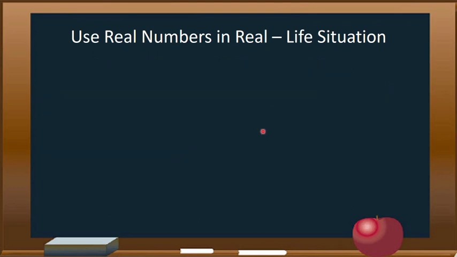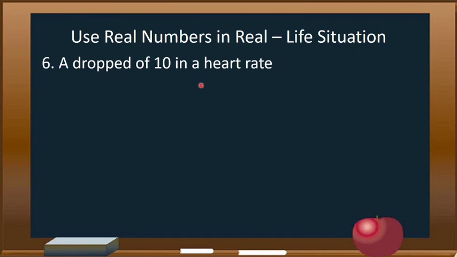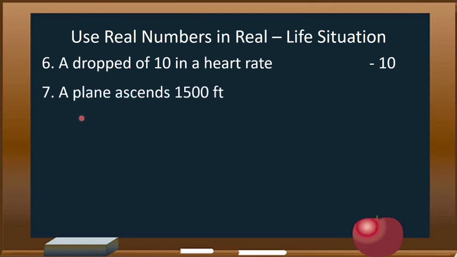Now, let us continue our examples about rewriting the statement or expressing the statement in real numbers. So, let us have example number 6. A drop of 10 in a heart rate. So, since we have this word drop, it means that the representation of this statement in real numbers is negative 10 because of the word drop. Now, let us have example number 7. A plane ascends 1,500 feet. So, we have this word ascend. So, it means that the representation of this in real numbers is positive 1,500, because of the word ascends.